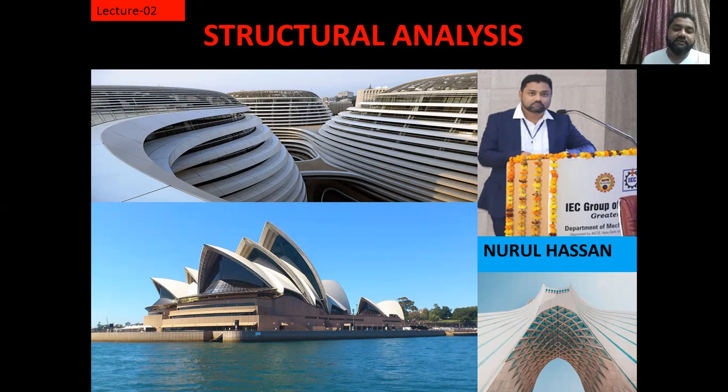In the first lecture, I just introduced the subject of structural analysis. I discussed the syllabus, the references, all this thing. Now here I am going to start the topic, that is, first, what are the different types of structure basically. And then I will discuss a little bit about the analysis part, how to analyze a structure.